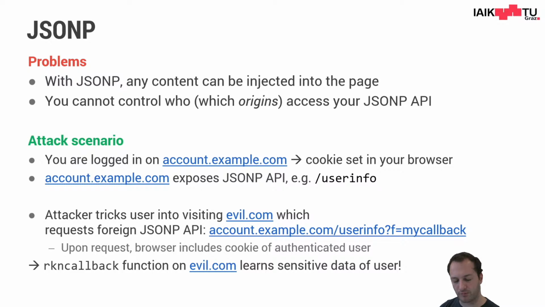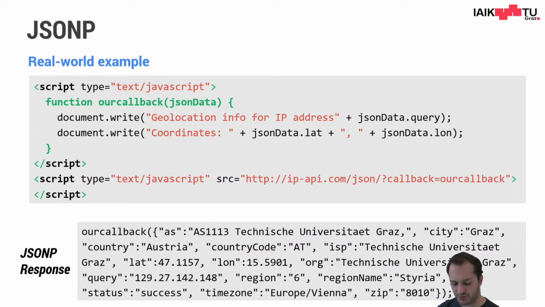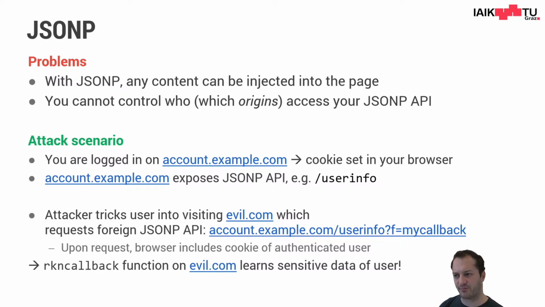subdomain like account-example.com, which sets a cookie in your browser. And then it has a JSON-P API that would expose some user information. If now the attacker would lure the user into some malicious website, it could just include such a request, like the one you see here with script type text/javascript, which calls this API. And the browser would include the cookie of the authenticated user, and thanks to the callback, the evil.com website could even access the data it gets back from there. So that's a very realistic scenario, and this even happened in practice.